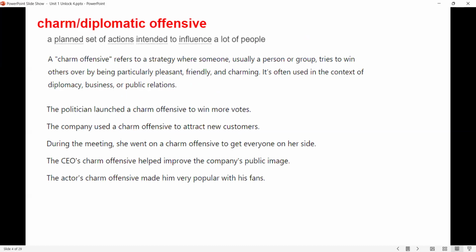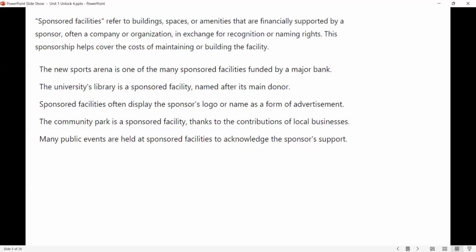A charm offensive refers to a strategy where someone, that is usually a person or group, tries to win others over by being particularly pleasant, friendly, and charming. It is often used in the context of diplomacy, business, or public relations. Example, the politician launched a charm offensive to win more votes. The company used the charm offensive to attract new customers.